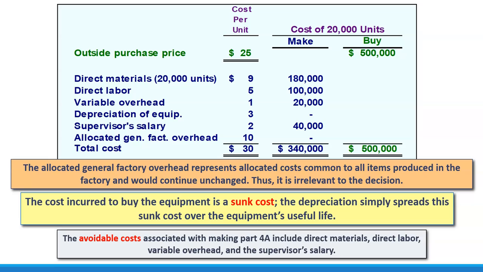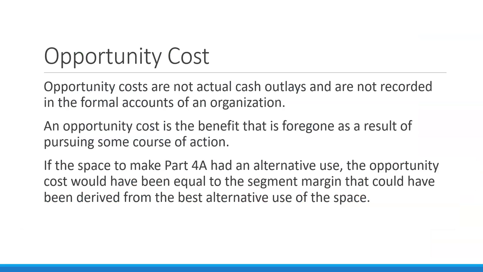When we look at the incremental decision then, we see that it's actually cheaper for us to continue making that part than it is for us to buy that part from an outside supplier. However, we need to think about the opportunity cost. Opportunity costs are not actually cash outlays. They don't get recorded in any of our accounting structure, but it is the benefit that is foregone as a result of pursuing some course of action.